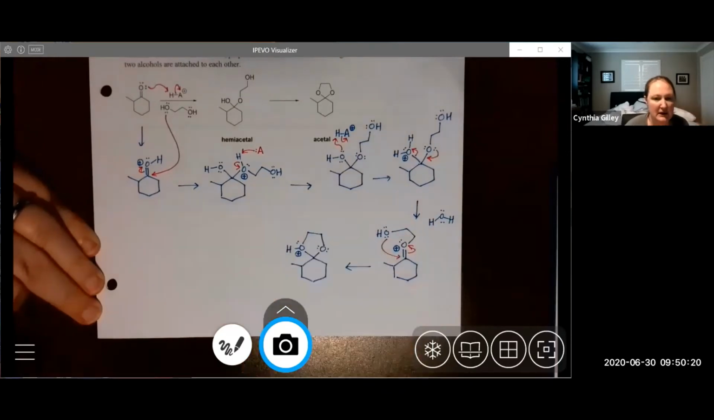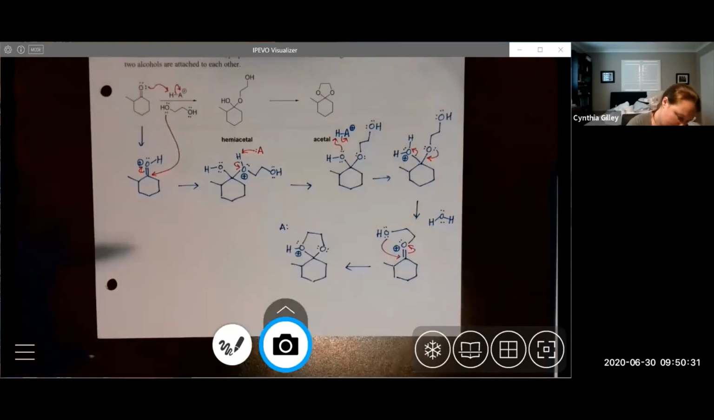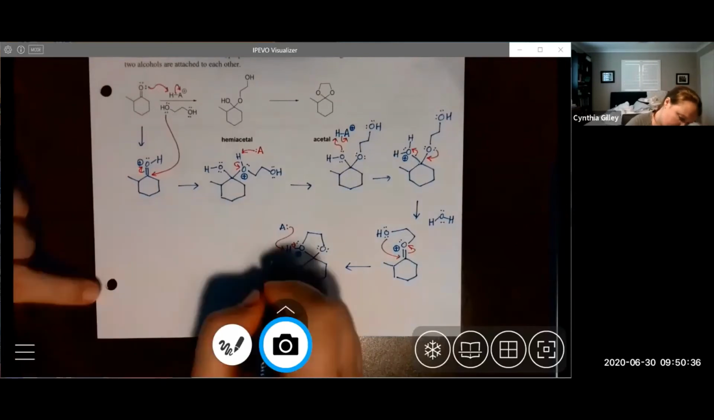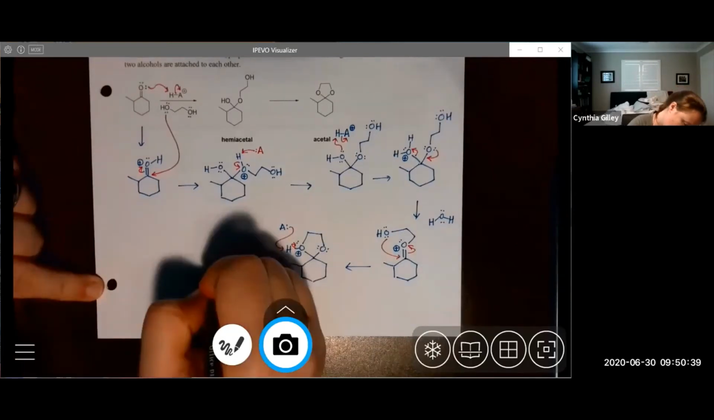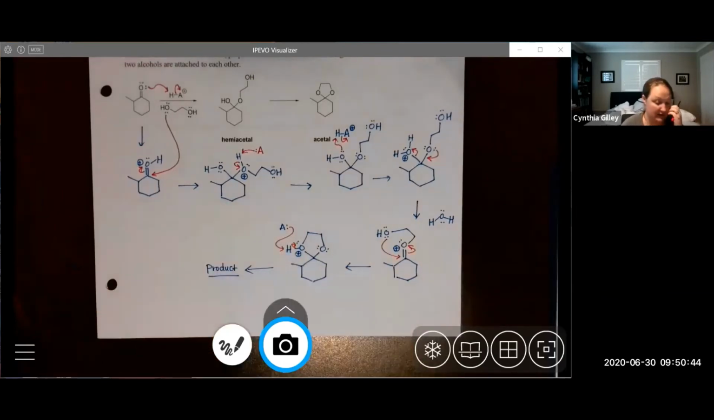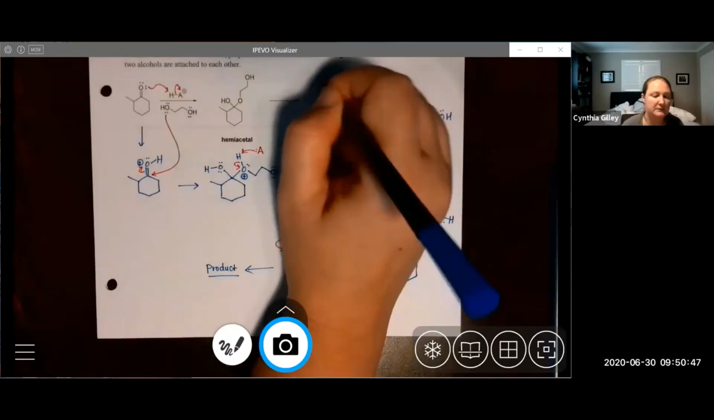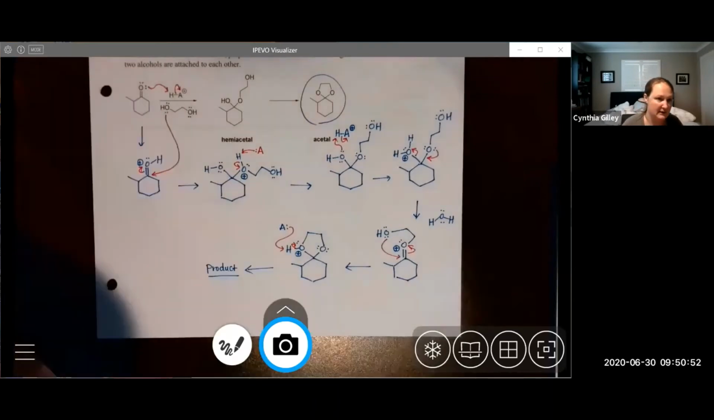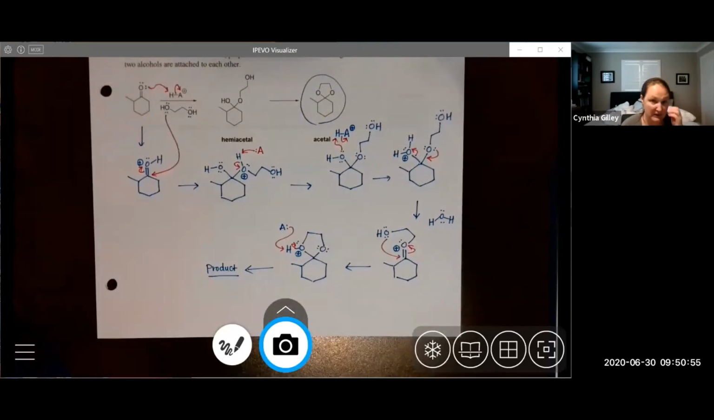This is the intermediate that's immediately formed from that nucleophilic attack. It's very close to the product. We just need to do a final proton transfer. Product, which is this guy, acetal. Okay, I did not label my steps, so I can go ahead and do that. But they'll be the same labels as we had before.